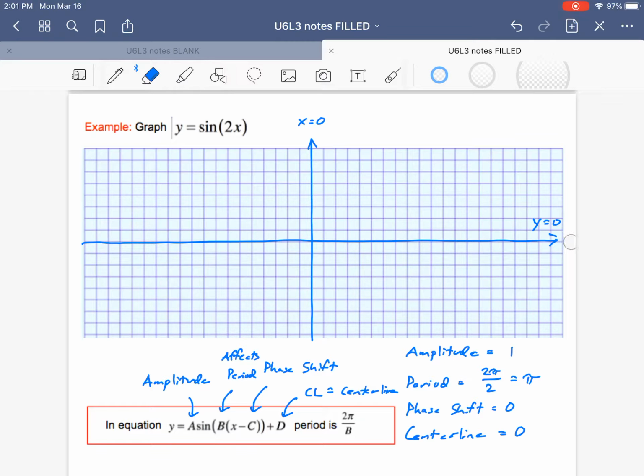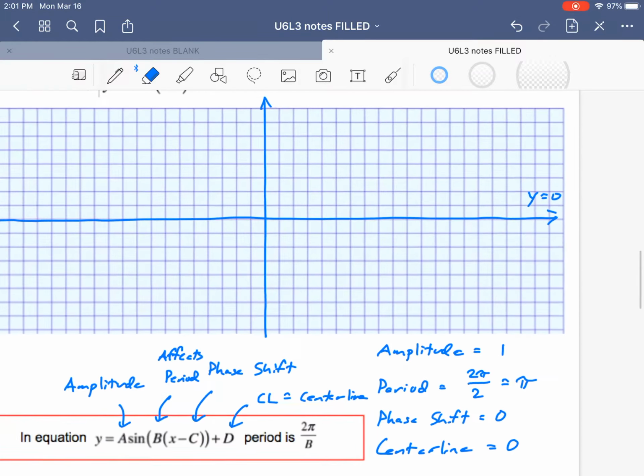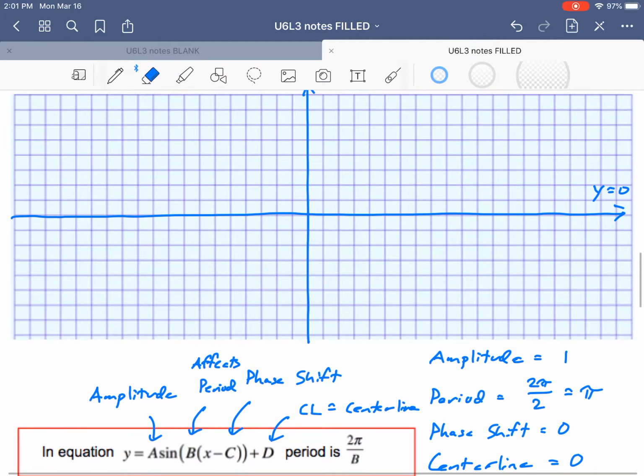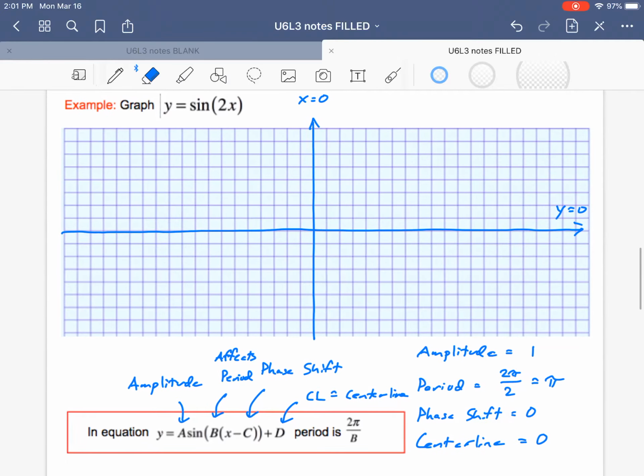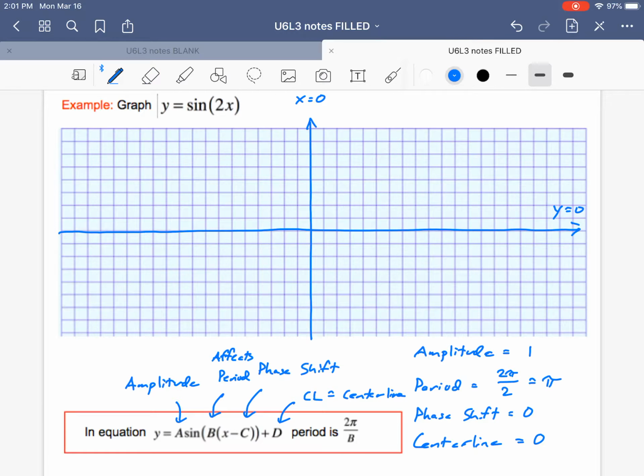Gotta erase this. I wrote off the page there. That's not good. Okay, let's make this a little bit smaller. I want to see everything. And it's bothering me that I'm not connecting that. All right, there we go.